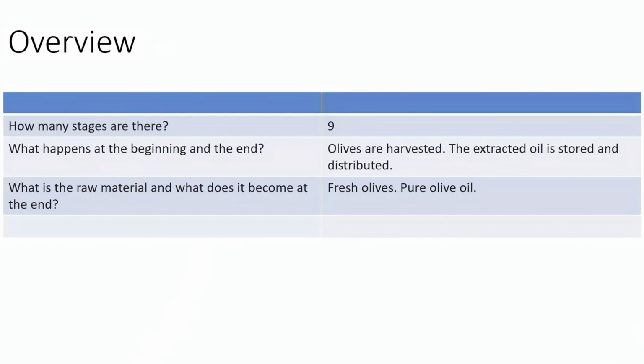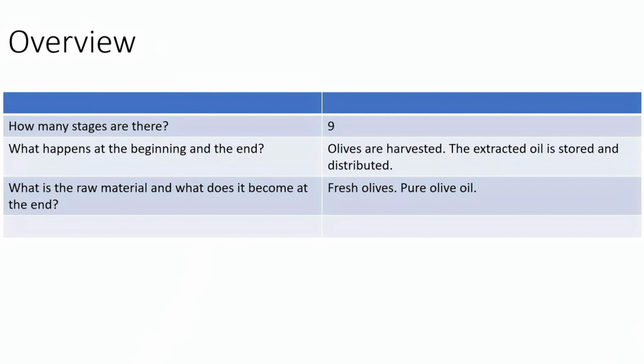Now we have to write our overview. We should ask ourselves some questions so we get the correct information for our overview. So how many stages or steps are there in this process? Well, we said 9, so we'll stick to 9. And what happens at the beginning, the end? Well, olives are harvested at the beginning, and at the end, the extracted oil is stored and distributed.